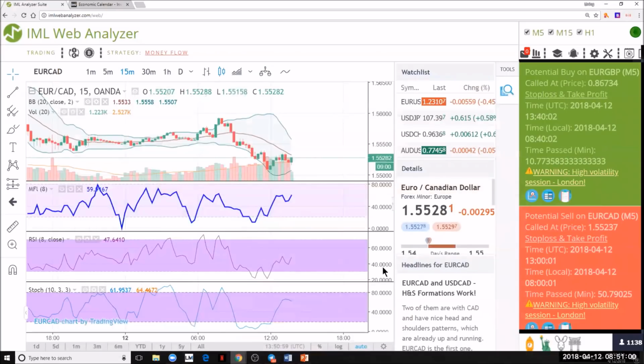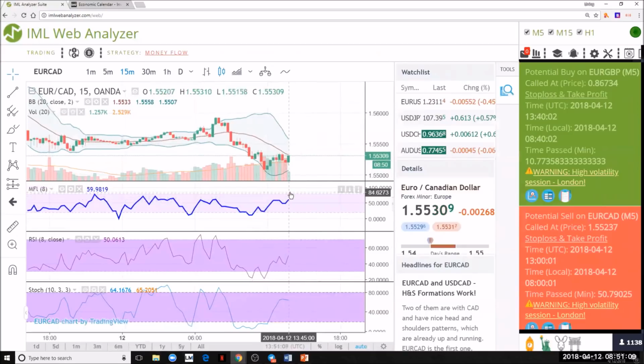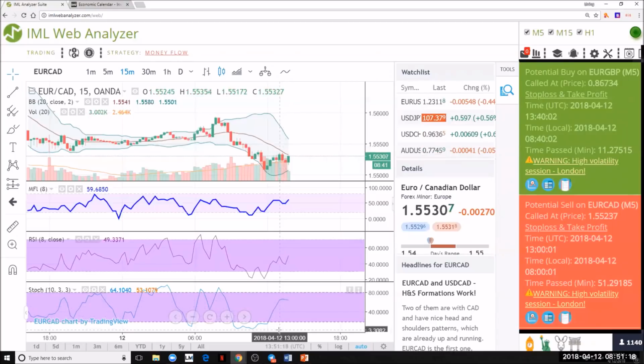Okay, so again, when a potential signal or trade is called, then immediately what I'm looking for is the money flow above the 80 or below the 20? Is RSI above the 70, below the 30, and stochastic above and below? So as you can see, it does happen on many occasions. But for me, most importantly are the money flow and the RSI.